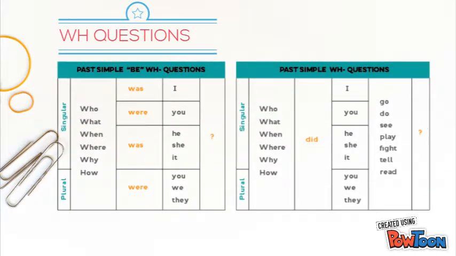These are structures of WH questions. Remember, when you use did, the verb has to be in base form. Where did you go? Not where did you went.